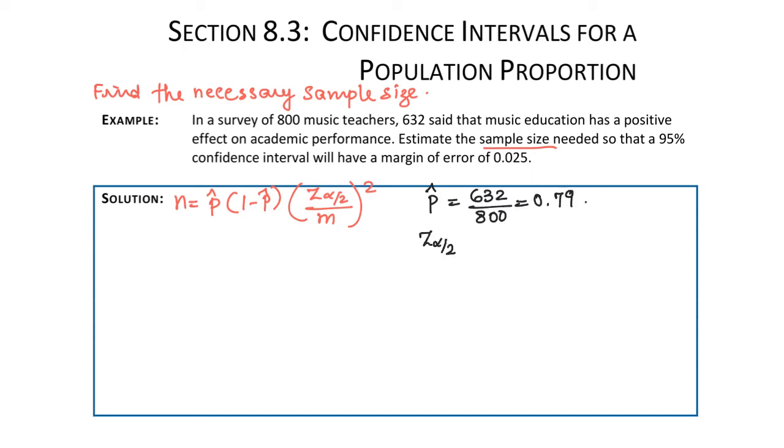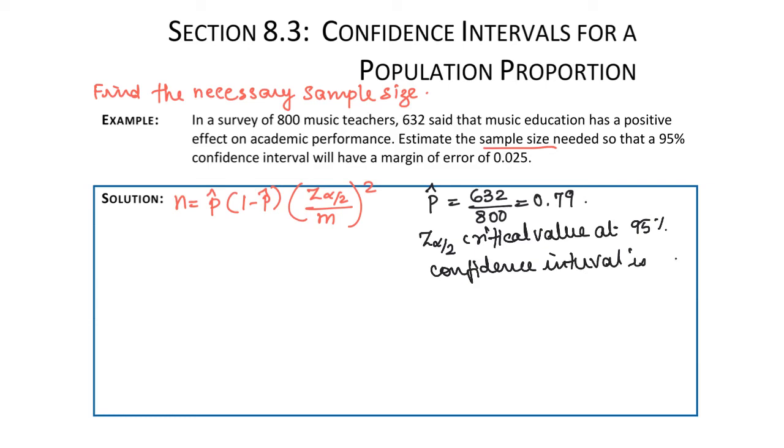z alpha over 2, that is the critical value. At 95% confidence interval it is 1.96. You can use a table or you can use a calculator to find that. If you are using a calculator, it will be the second, vars, option 3.